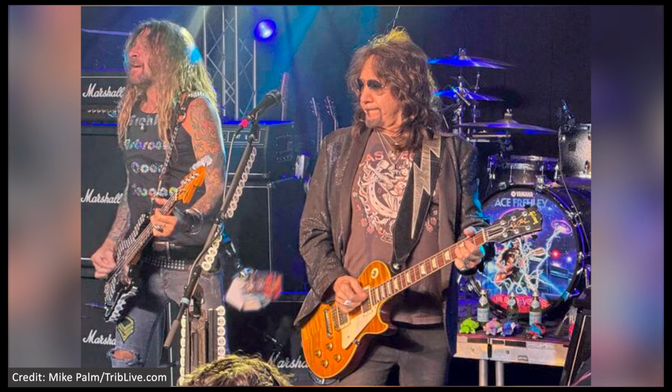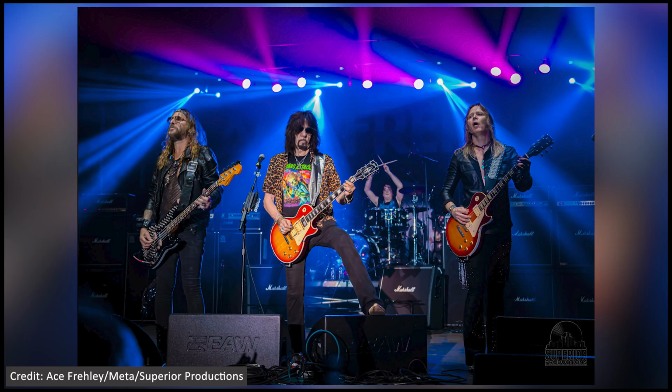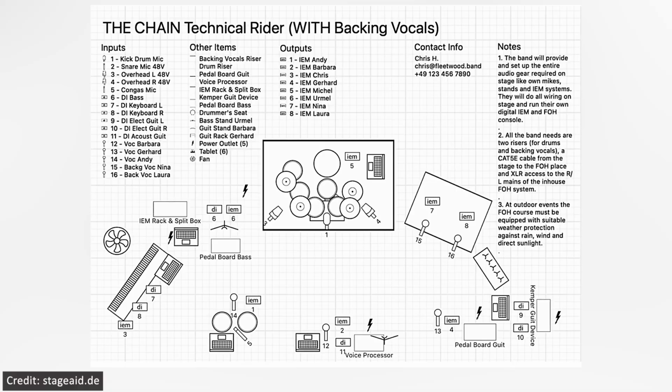For Ace Frehley, I've been using the same stage plot since 2007 because the layout has not changed. The members of the band changed. He was always in the center. We always had piles of amps. It's always an 8x8 drum riser, 2 feet tall, blah, blah, blah. But stage plots generally are included in riders that go out to promoters and to venues. There's a whole category of what stage plots are and what they do.